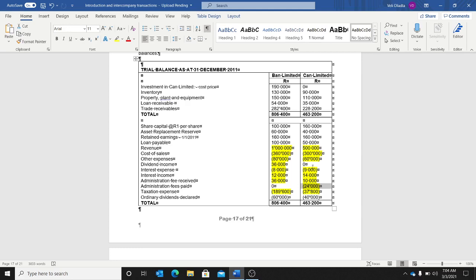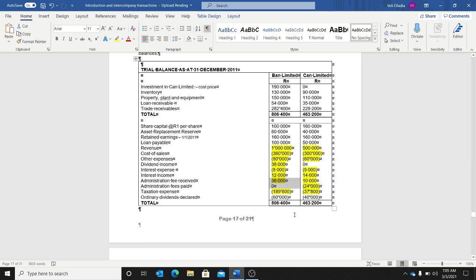But now the rule of consolidations are that if you combine the two companies, meaning you're making a group now, you're consolidating. If you combine the two companies, Ben will bring in 24,000 in administrative fees income. Ken will bring in 24,000 in administrative fees expenses. But then the rule of consolidation says intercompany transactions must be eliminated. You only eliminate, for an example here, you see here there's 36.